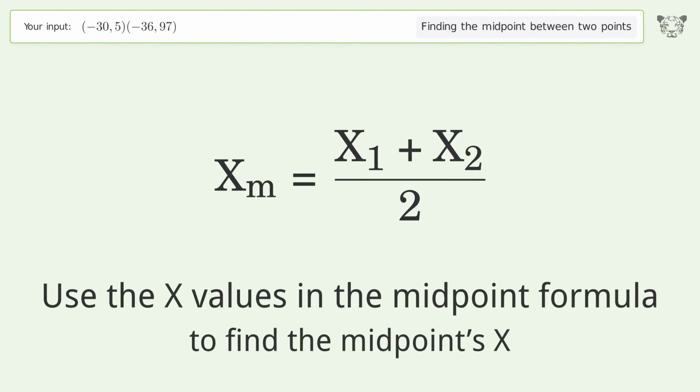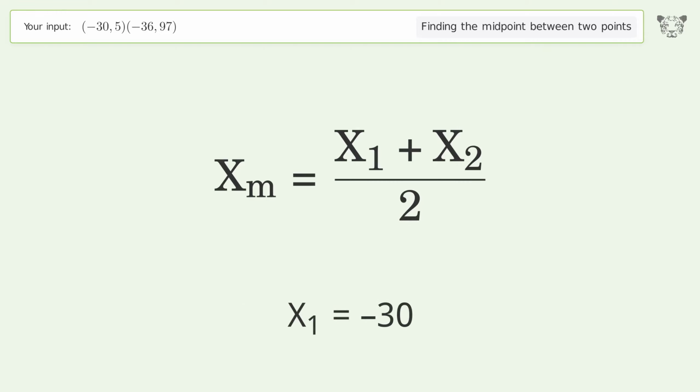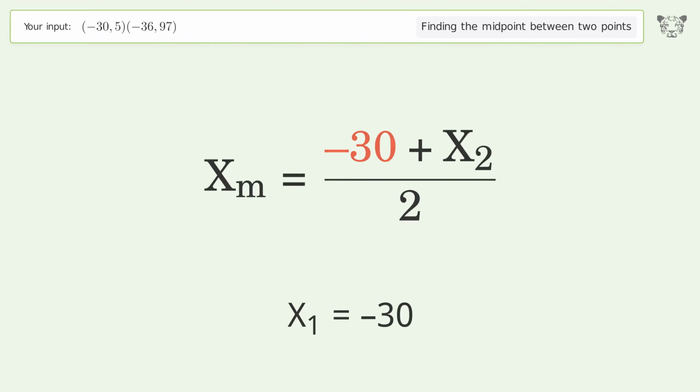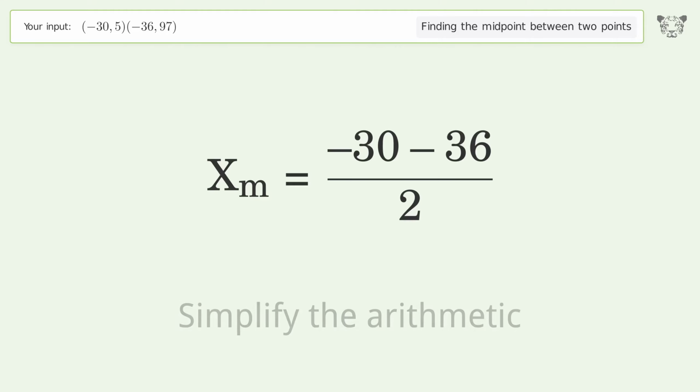Use the x values in the midpoint formula to find the midpoint's x. x1 equals -30. x2 equals -36. Simplify the arithmetic.